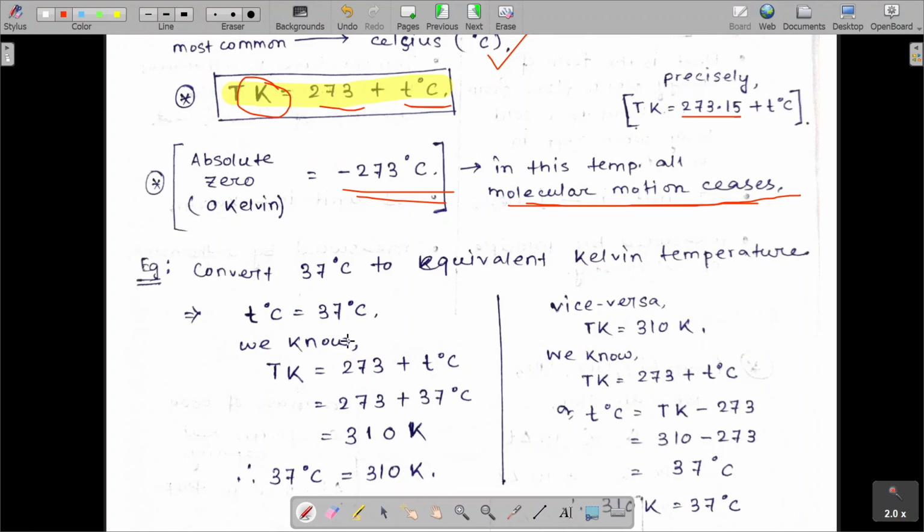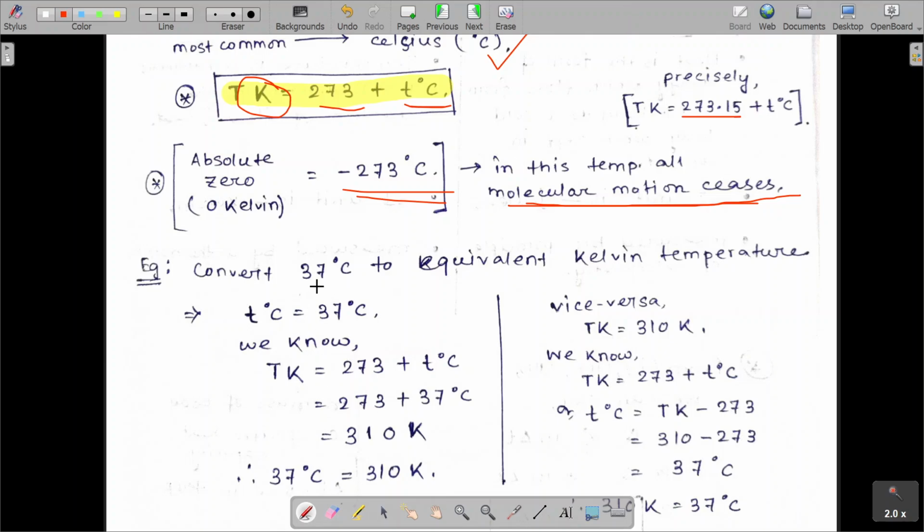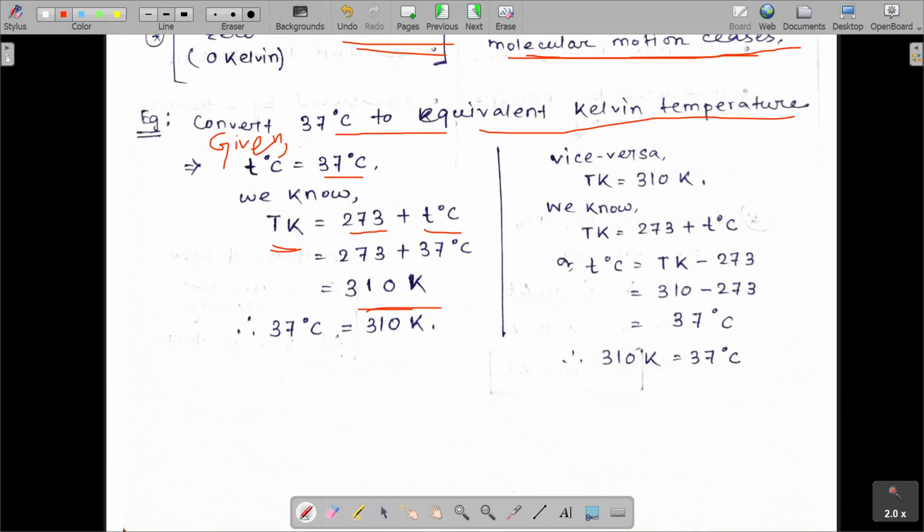Now, for our understanding, I have given one example: convert 37 degrees Celsius to equivalent Kelvin temperature. You will write: given temperature in degrees Celsius, 37 degrees Celsius. To convert to the equivalent Kelvin temperature, we need to add 273 to the degrees Celsius. So 273 plus 37, we get 310 Kelvin. So 37 degrees Celsius is equivalent to 310 Kelvin.